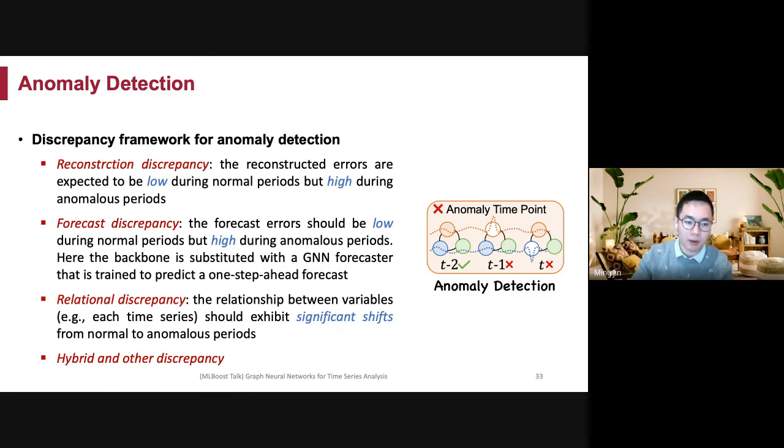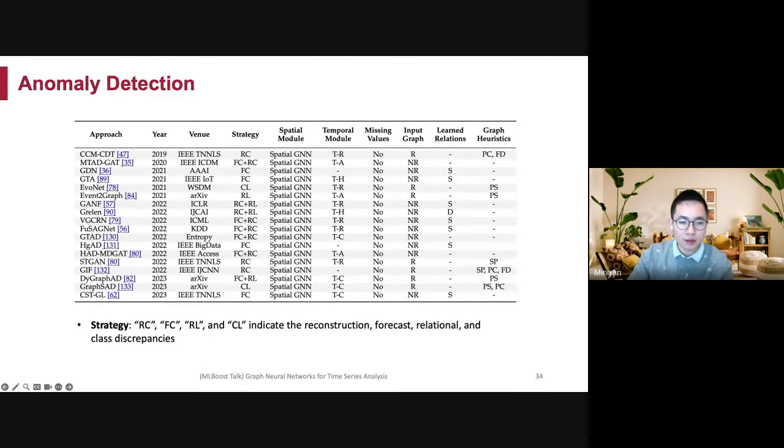So those are all examples where we are trying to identify the pattern differences between normal and abnormal periods that I mentioned. Okay, but you could also use all of them, which is called the hybrid, or you can also define other discrepancies. And those are some typical methods recently. Due to time, I may not be able to illustrate this in detail, but I encourage you to have a look at our papers, which have a very detailed explanation of this.